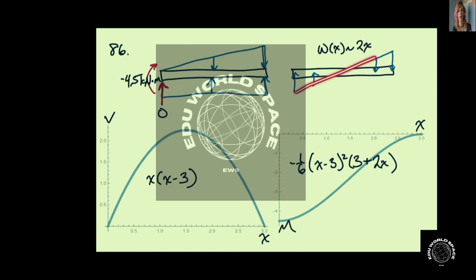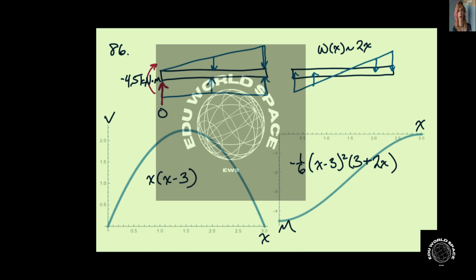actually a distributed load that looks like this, which is 0 in the middle, has a value of minus 3 kilonewtons per meter at the left end, and 3 kilonewtons per meter at the right end. So this function has a slope, so it goes like 2x. Okay? And the constant of integration would actually be just 3. Right? So it'd be 2x plus 3.